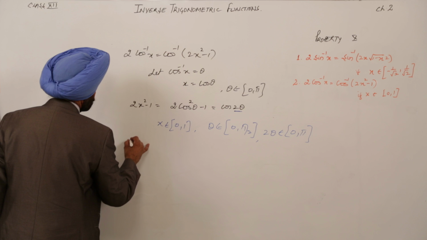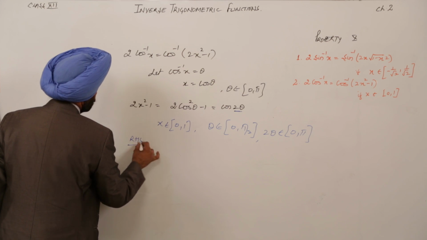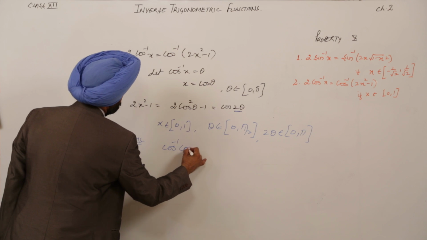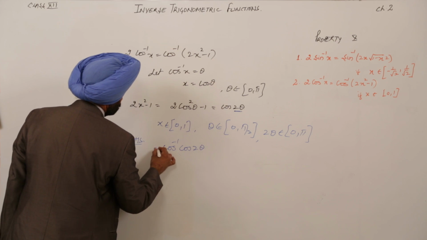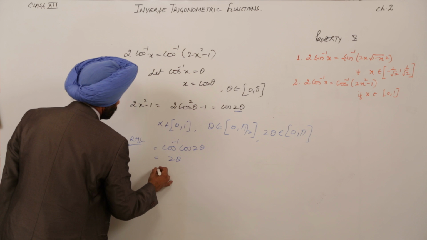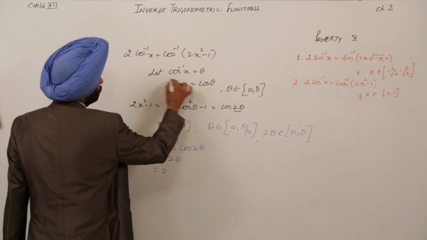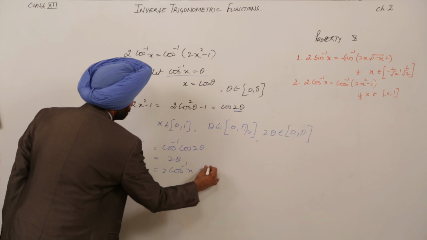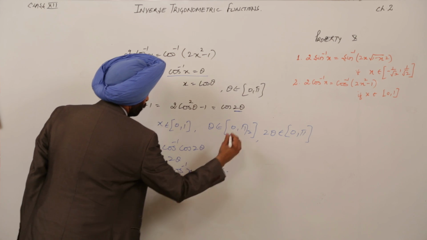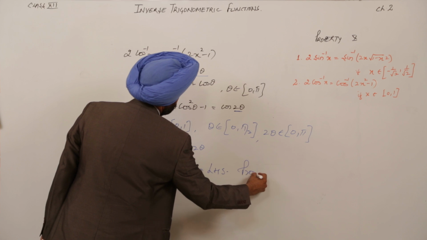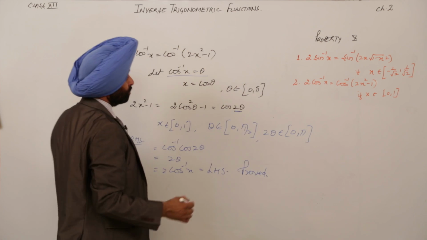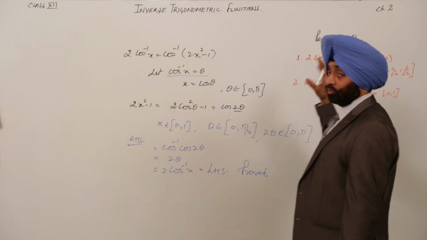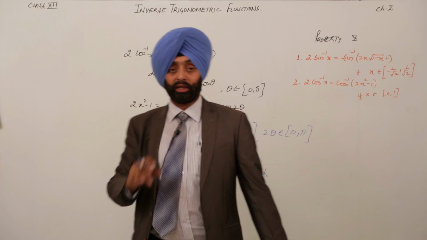So now what does the right hand side get? Cos inverse cos 2 theta, which is equal to 2 theta, and 2 theta is what? 2 cos inverse x, and this is equal to the left hand side. Okay, so both are quite simple properties. The thing is that we should be aware of the formulas which we have already done in class 11.